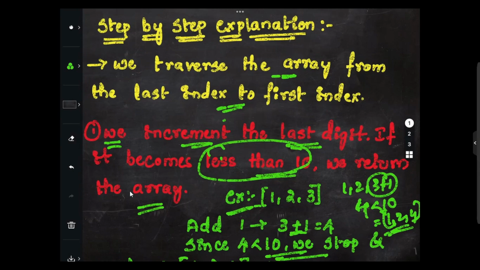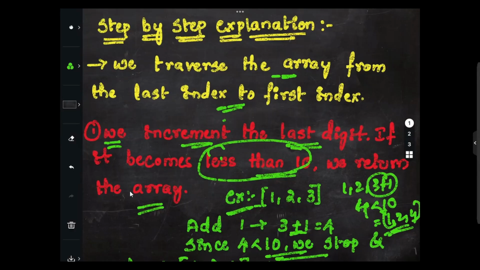So there are two more conditions we need to consider, according to example 2 and example 3 they have given. If the digit becomes 10, suppose 9, in the third example we have 9, right? If the digit becomes 10, we will set it to 0. We will set this one to 0 and move to the previous digit.